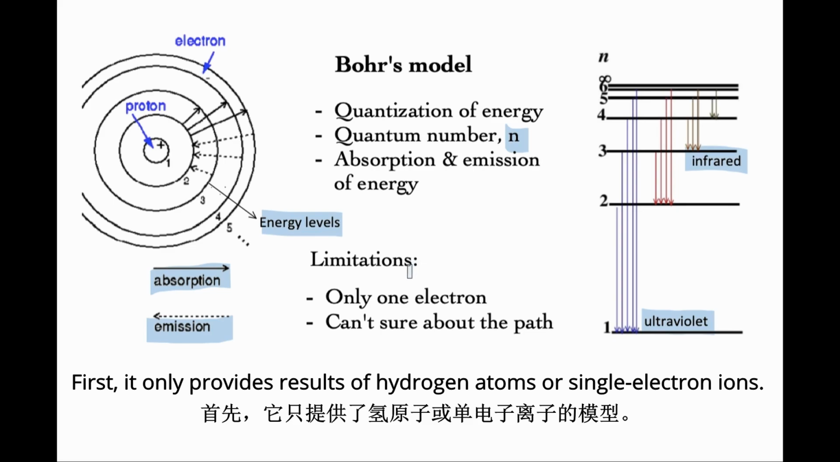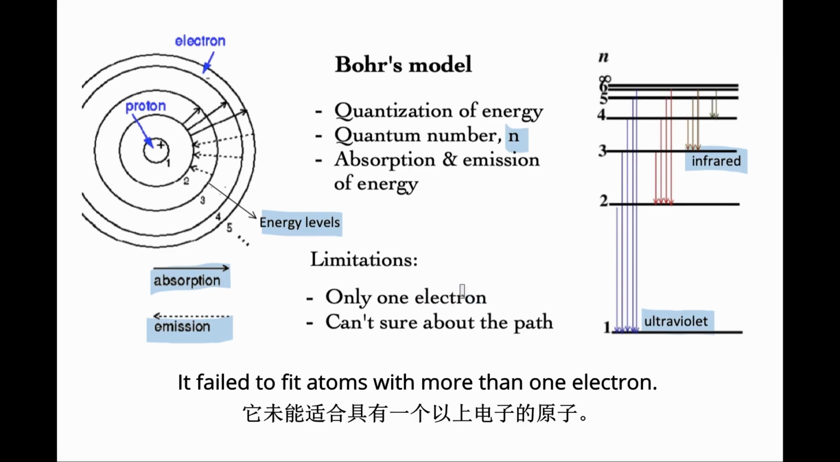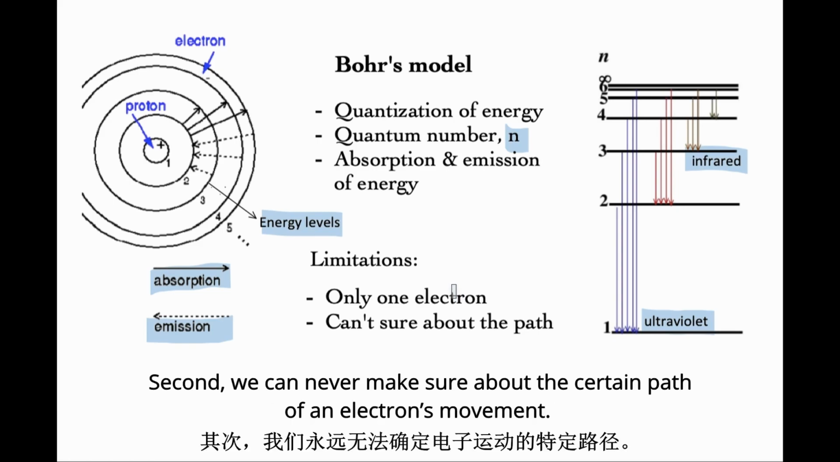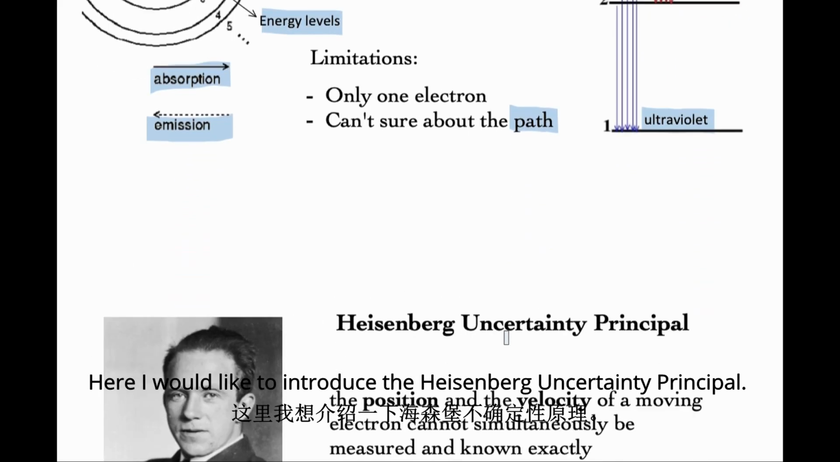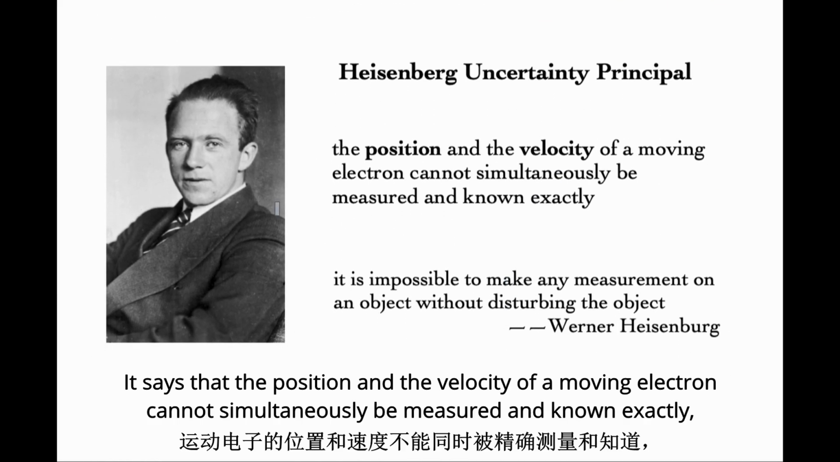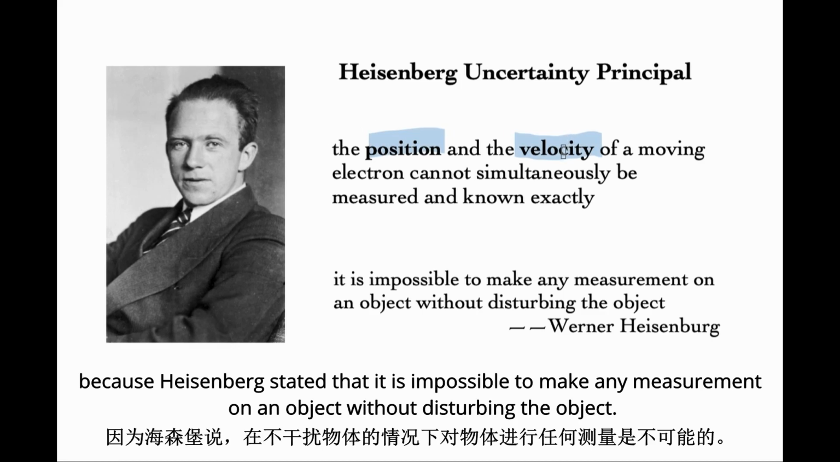First, it only provides results for hydrogen atoms or single-electron ions. It failed to fit atoms with more than one electron. Second, we can never be sure about a certain path of an electron's movement. Here, I would like to introduce the Heisenberg uncertainty principle. It says that the position and the velocity of a moving electron cannot simultaneously be measured and known exactly, because Heisenberg states that it is impossible to make any measurement on an object without disturbing the object.